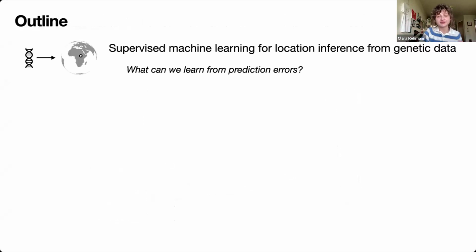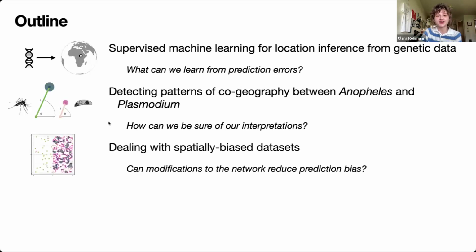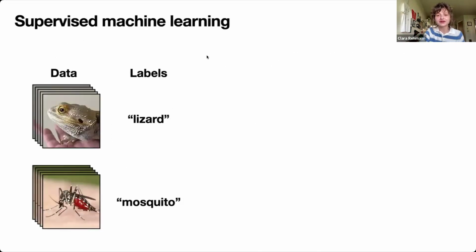So with that in mind, today I'm going to talk about what we can learn from the system using supervised machine learning to predict location from genetic data. In particular, I'm going to be talking about using inference errors to identify common spatial structure between mosquitoes and malaria. I'm going to talk about the different ways that we can interpret those errors and how we can be sure that they're because of biology. And then finally talk about what could be causing this and what to look at next.